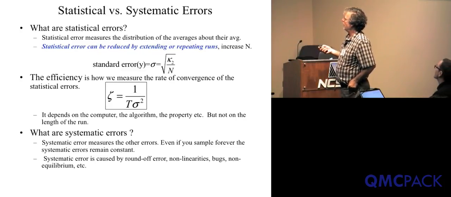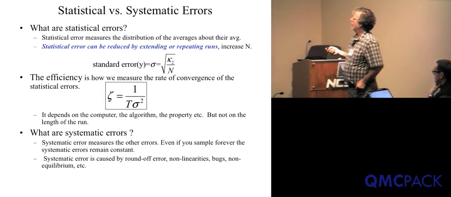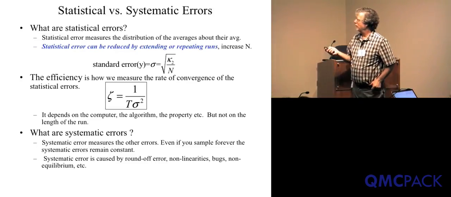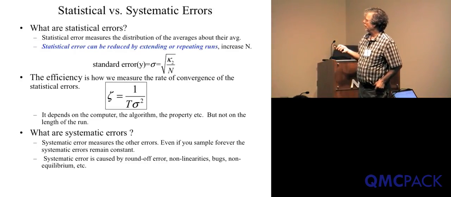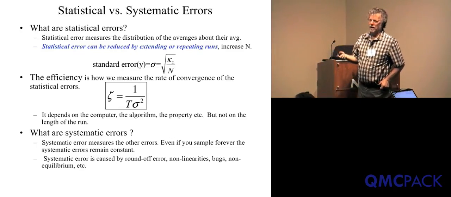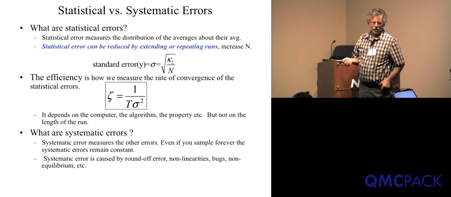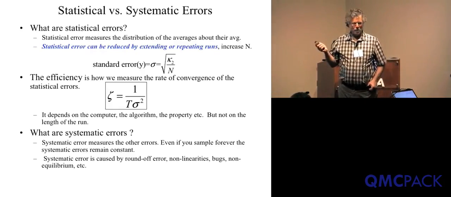The efficiency is how we measure the rate of convergence. So the efficiency, psi, is 1 over the computer time divided by your error bar squared. So the point of this combination, you see, because this goes like 1 over n, is this efficiency doesn't depend on how long you run it. So, you can improve the efficiency by having a faster computer, a faster algorithm. It depends on the property you're calculating, the wave functions. So this is how you measure.